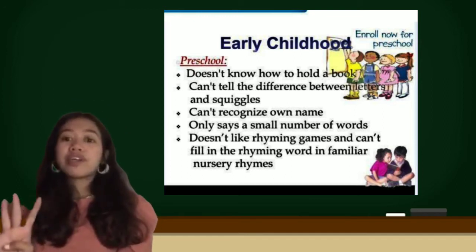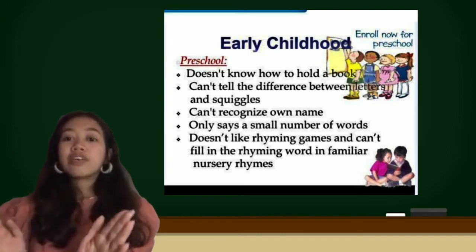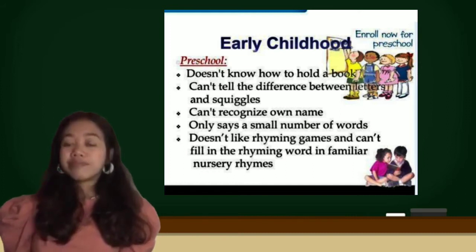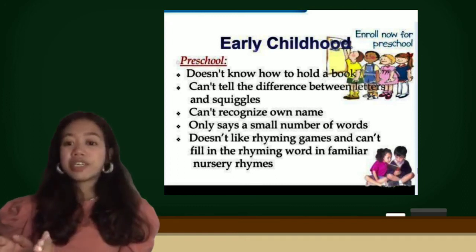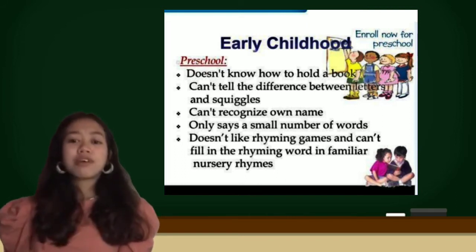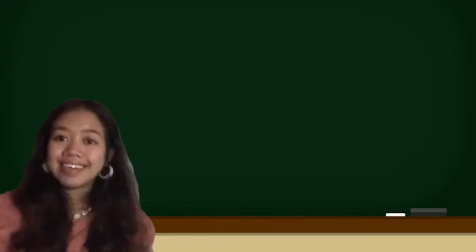And the fourth one is only a small number of words. So they can only say a small number of words or just limited words. And the fifth one is doesn't like rhyming games and can't fill in the rhyming words in familiar nursery rhymes. So the child doesn't like rhyming games and can't fill in the rhyming words because they are having a hard time to recognize or memorize the nursery rhymes.